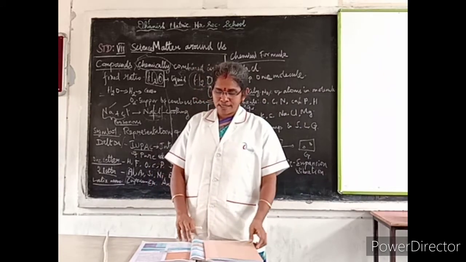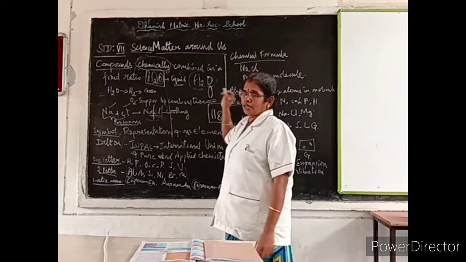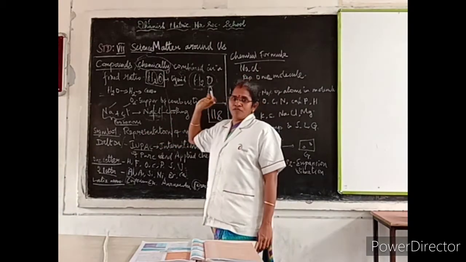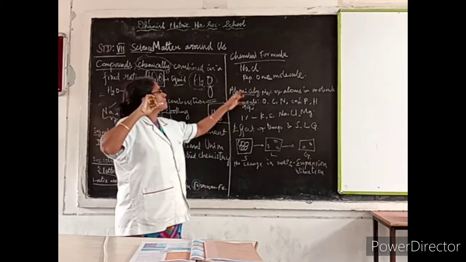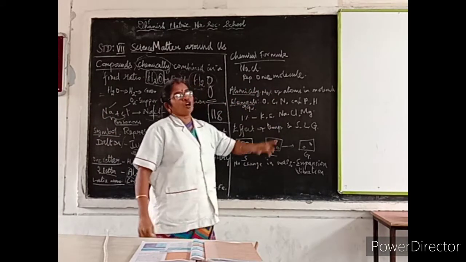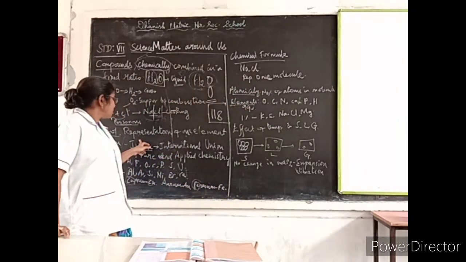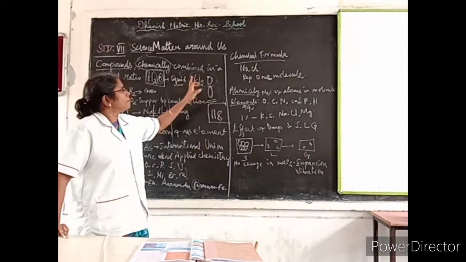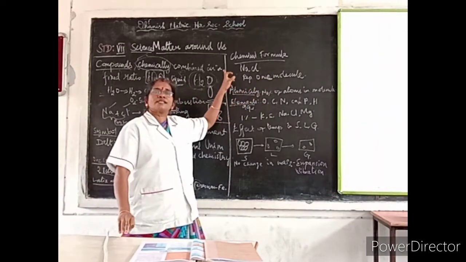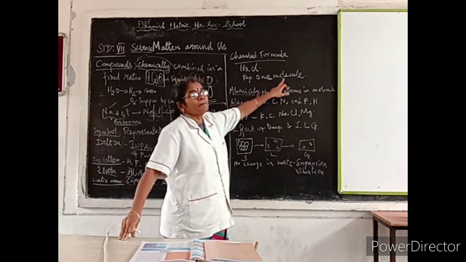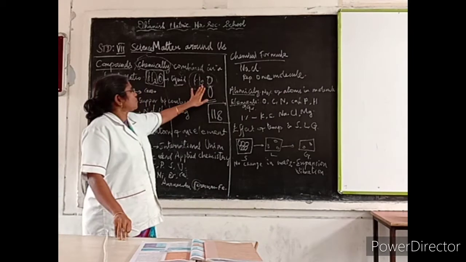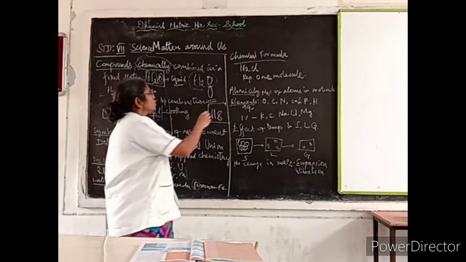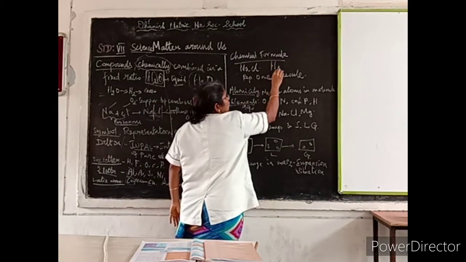Okay, the next one is chemical formula. Only if you know symbol, you can understand chemical formula. Chemical formula is nothing but a representation of a molecule. What is symbol? Symbol is the shortest representation of an element. But what is chemical formula? It is the shortest representation of a molecule. For example, if I say water, instead of writing WATER, you can write H2O.